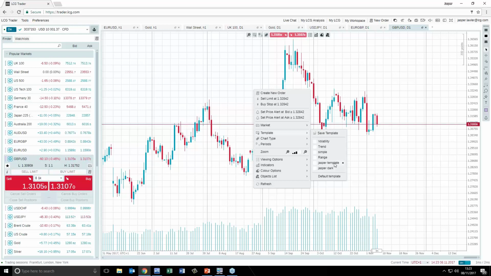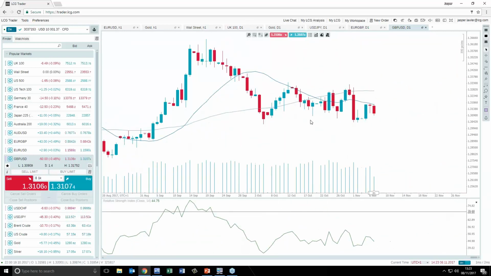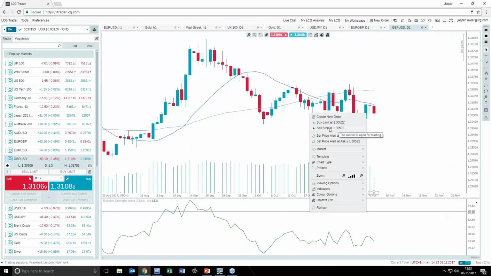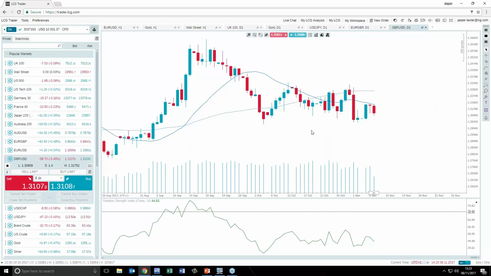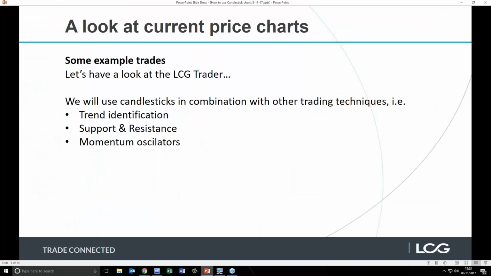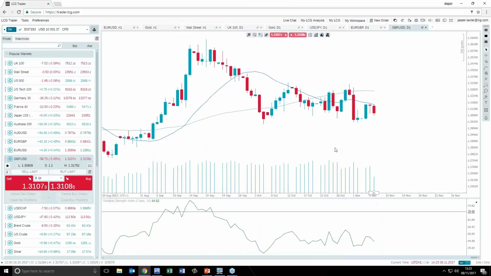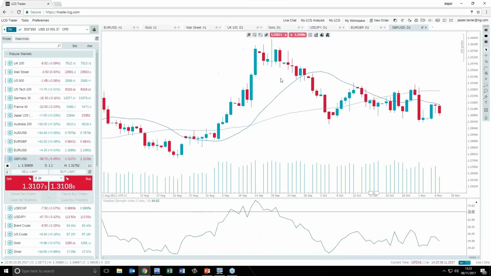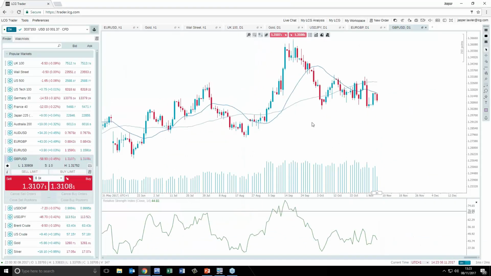I kind of want to use my template, but I don't want these moving averages here. Let's see. What pieces of analysis did I say I was going to use? Support and resistance, momentum, and trend identification. I've kind of used all of those. Trend identification, I guess you could maybe incorporate moving averages as well.